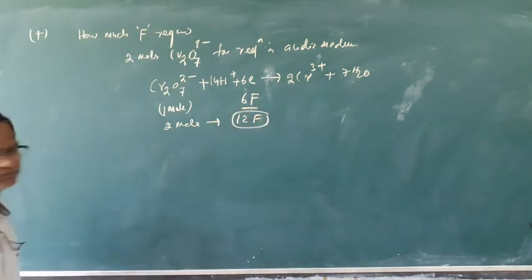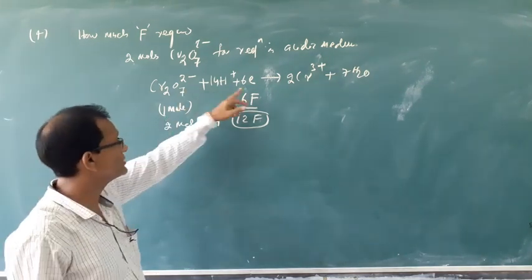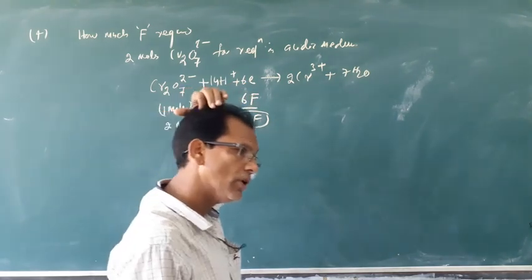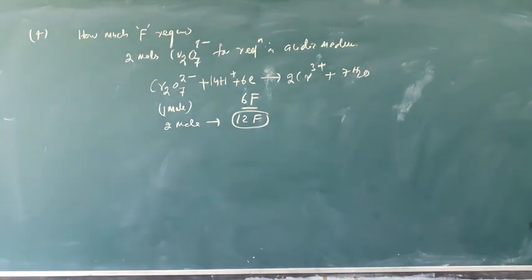This is the answer. So we can solve different types of questions, how many Faraday are required, on the basis of the number of electrons lost or gained. By calculating this, we can tell how much Faraday of electricity is needed. Then question number 5. What is given?